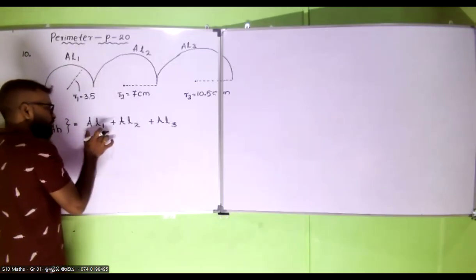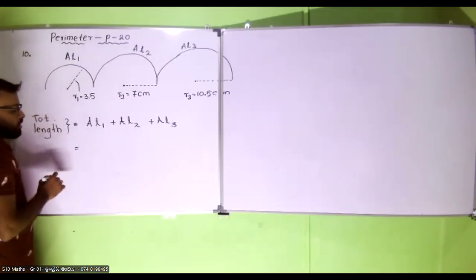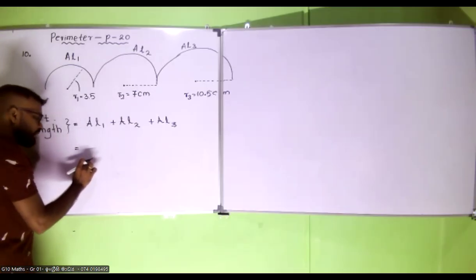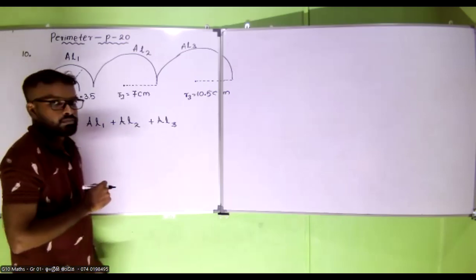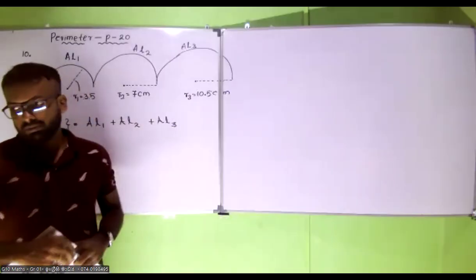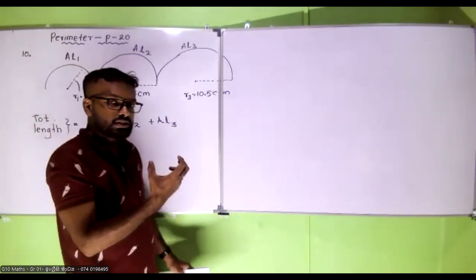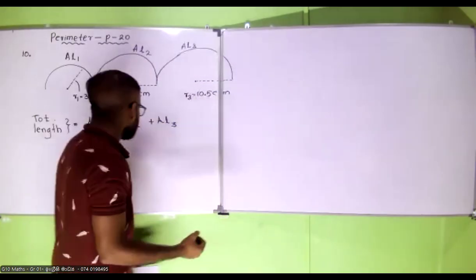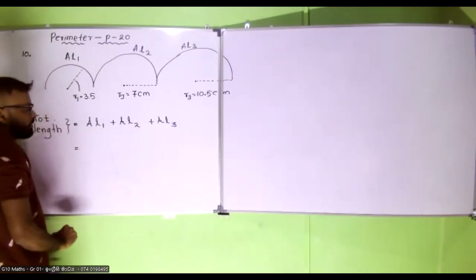Arc length 1, arc length 2, arc length 3. So normally theta divided by 360 means that is the portion of the circle, into 2πr. That is how we are going to get the arc length.